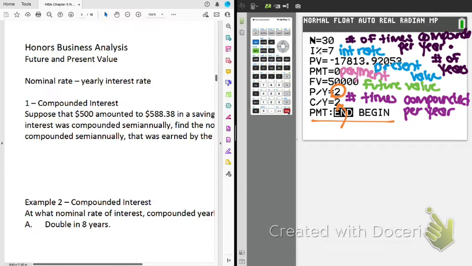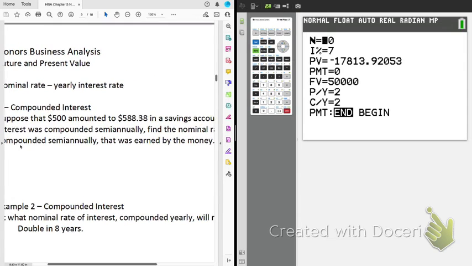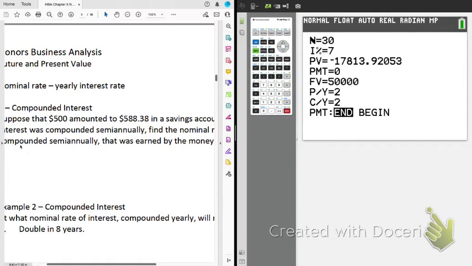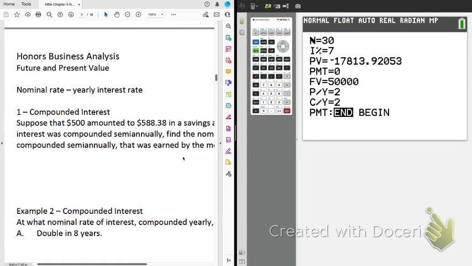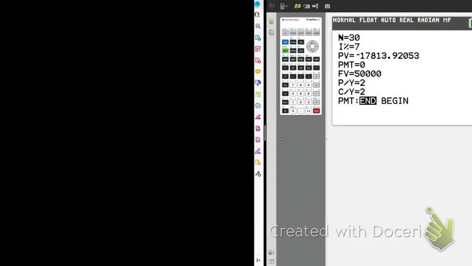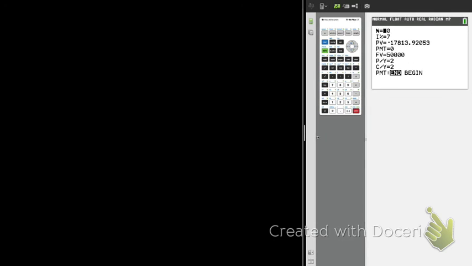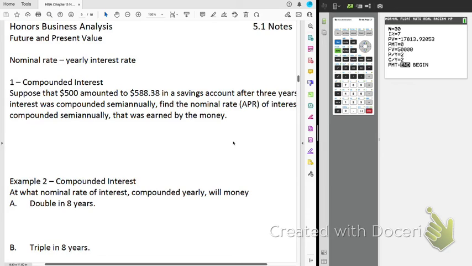We ready? So on question number one, we are told, suppose that $500 amounted to $588.38 in a savings account after 3 years, if interest was compounded semi-annually. What does that mean? Twice a year, every 6 months. Okay? Semi-annually is twice every year. Find the nominal rate of interest compounded semi-annually that was earned by the money. So the main thing we need to know here is what are we just typing into these different things.